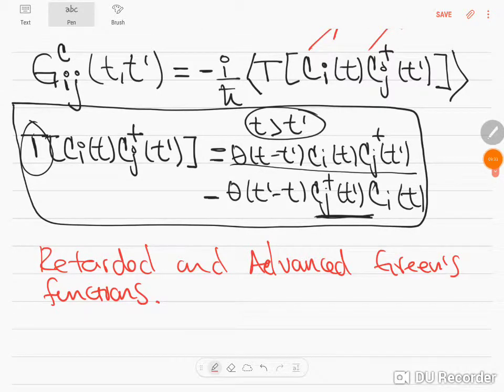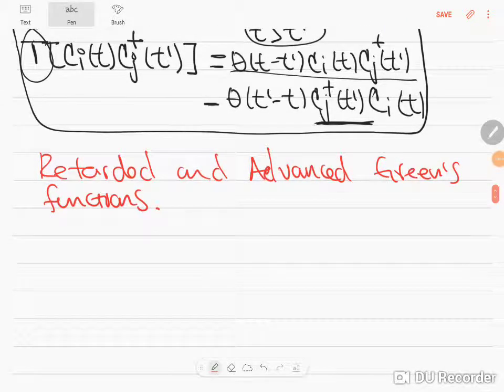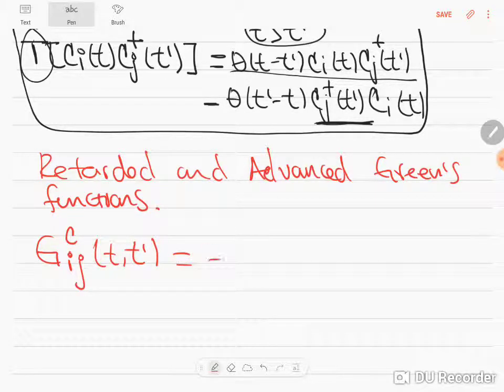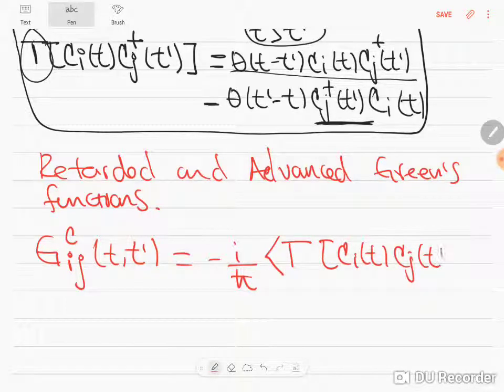Let me get things straight here a little bit. We have seen that the definition for the contour Green's function in the site basis ij, as a function of T and T prime, is minus I over h bar, expectation value of the time-ordered product of Ci of T, Cj dagger of T prime.